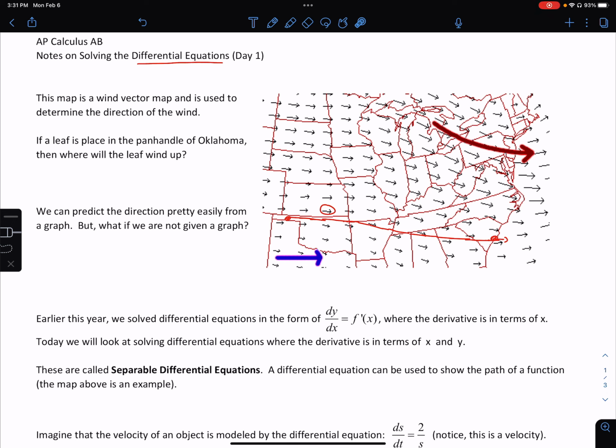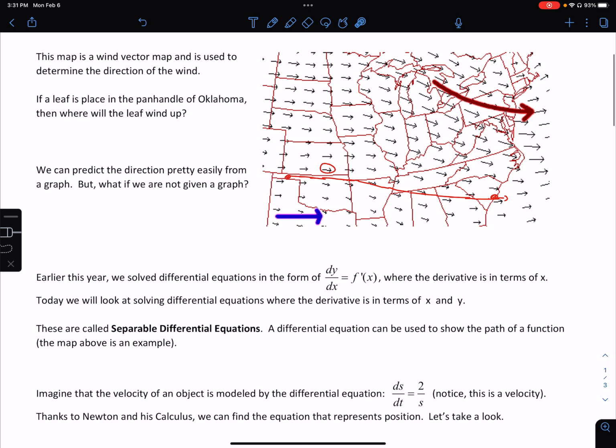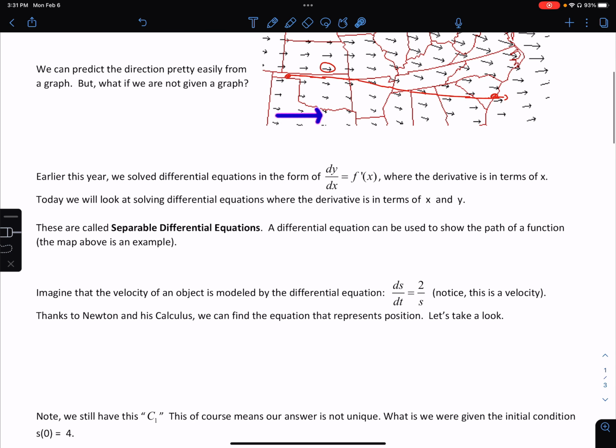But what if we're not given a graph or a slope field? Well, if we don't have a graph or a slope field, we have to go back to a differential equation. And we talked about this earlier this year. Earlier this year, you might recall, we solved equations in the form of dy/dx is f prime of x. We'll see an example like this in a few minutes just to remind us, where the derivative is in terms of x.